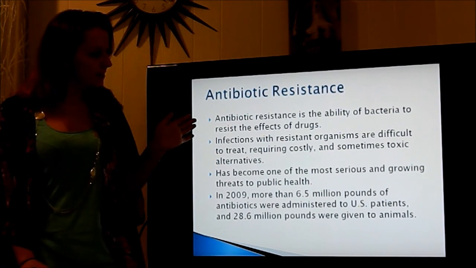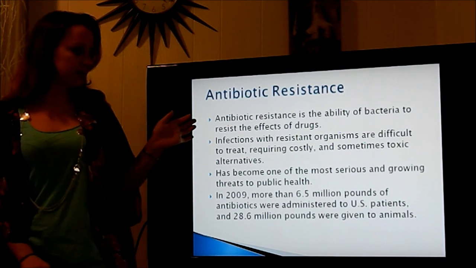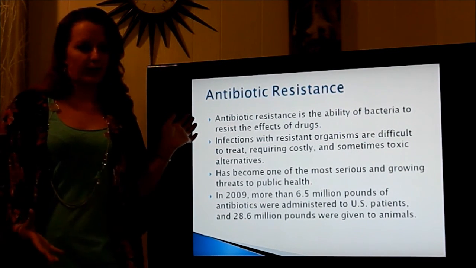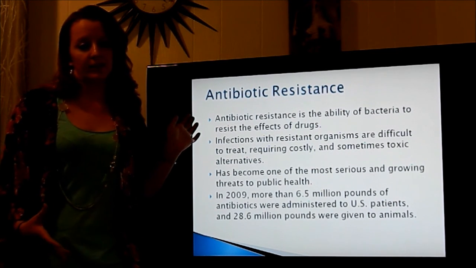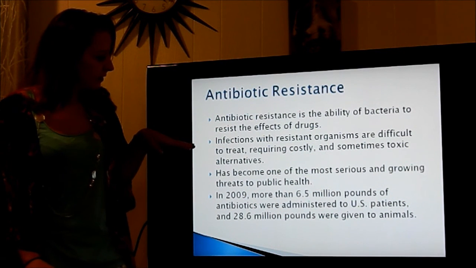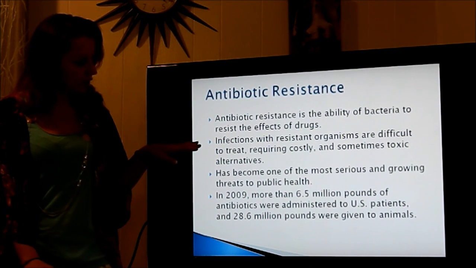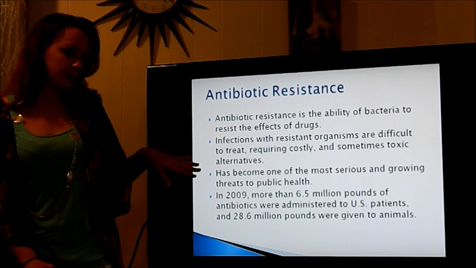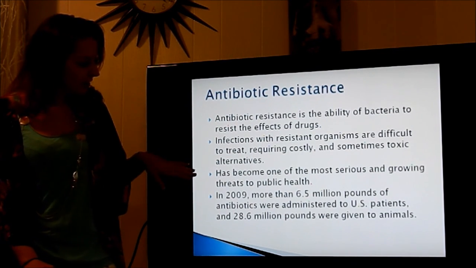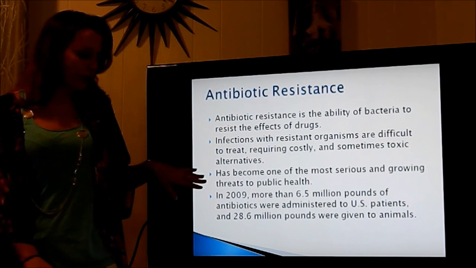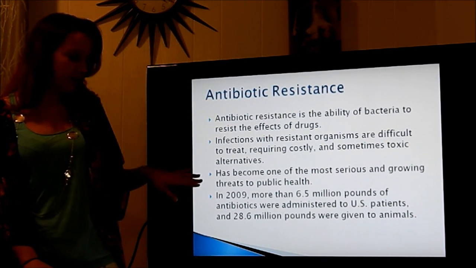Antibiotic resistance is the ability of bacteria to resist the effects of drugs, which means the drug used on the bacteria did not kill it, and the bacteria is continuing to grow in the body and infect it. Infections with resistant organisms are difficult to treat, requiring costly and sometimes toxic alternatives. Antibiotic resistance has become one of the most serious and growing threats to public health.